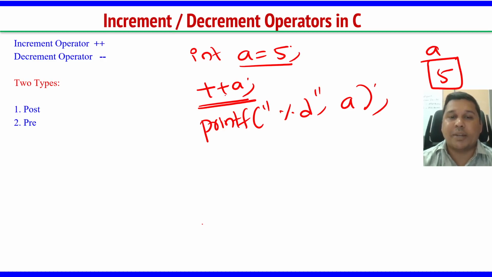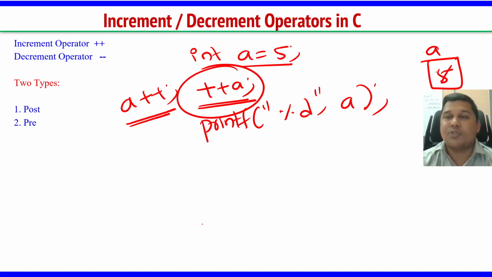So whether you write ++a or a++, simply like this, in both cases the meaning is the same: you have to increment the value. Because of this statement ++a, this value becomes 6, and when I print it, it gives me the answer as 6.